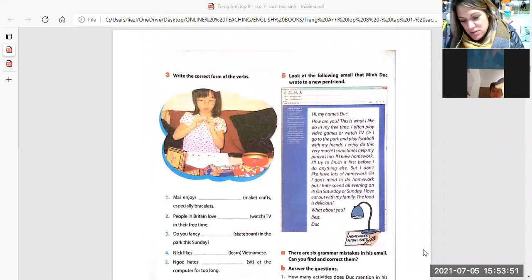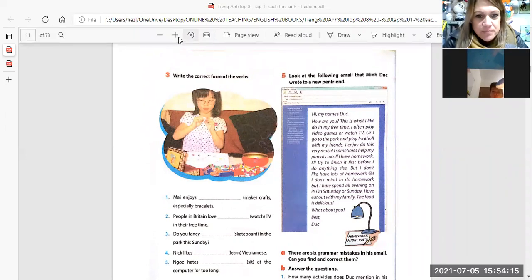Okay, so today we're going to do English 8, page 10 and page 4 writing, okay? Okay, I see you, and we're going to go up to. Okay. All right. Okay, so let's start with this one. This one is page 10. Write the correct form of the verb.